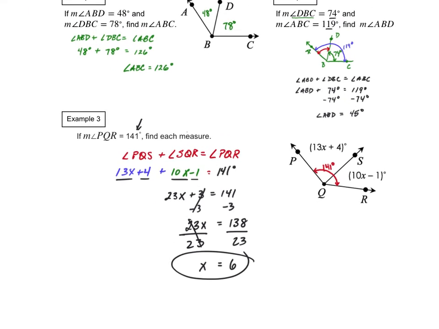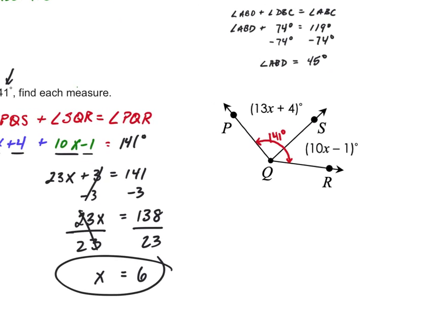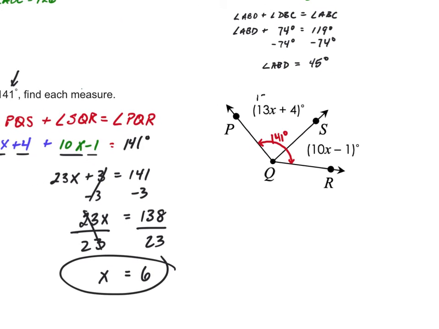Now that doesn't tell me each measure. In order to find out each measure, I can substitute in here. 13 times 6 plus 4 equals 78 plus 4 is 82 degrees. And then here I have 10 times 6 minus 1 equals 59 degrees. And when I add those two things together, sure enough, they equal 141 degrees. So there you go. I was able to come up with that information just by doing some substitution.